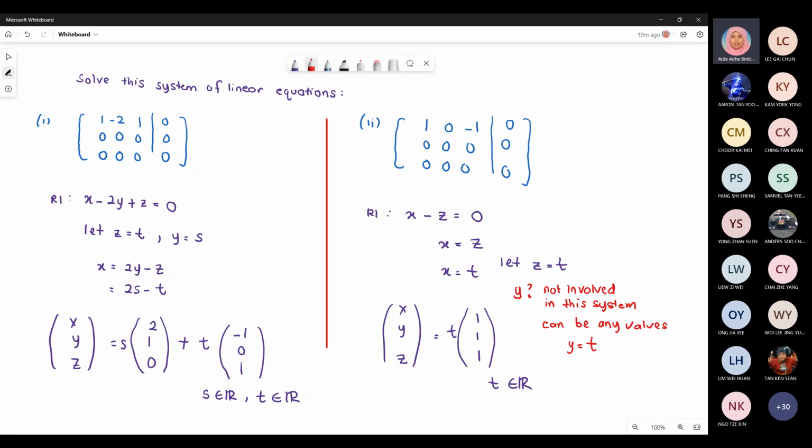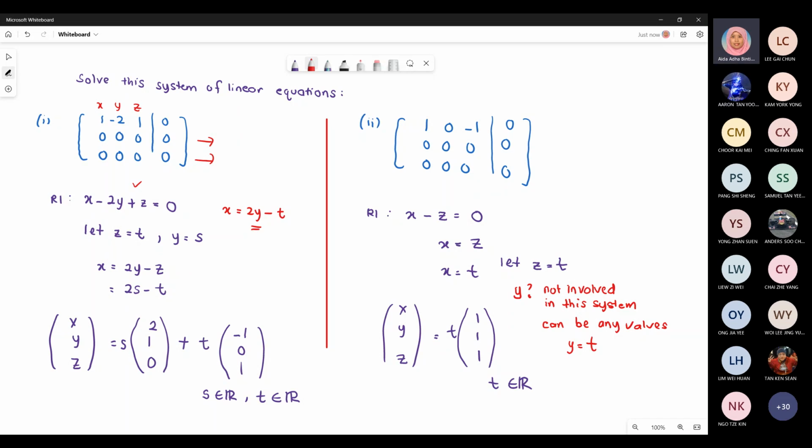You have the x column, y column, z column. So we have x minus 2y plus z equal to 0. From here, you can see there is no information from row 2 and row 3. So how do we solve this? We can let z equal to t. If you let z equal to t, you will have x equal to 2y minus t. Your y here is still unsolved.